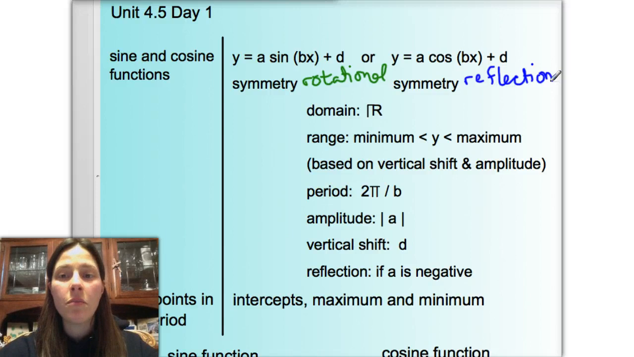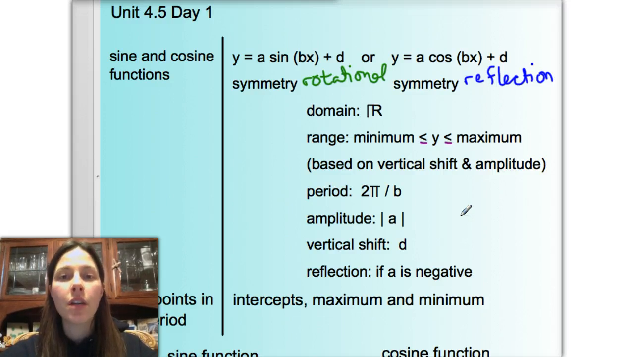Alright, so the domain for both of them, as we already saw, is all real numbers. No matter what you do to it, transform it, shift it, it will still be all real numbers. The range is minimum, and we're missing the underlines here because it's or equal to, so go ahead and add that to your vocab sheet as well. So the minimum is less than or equal to y, which is less than or equal to the maximum, and the minimum and maximum values are dependent upon the vertical shift, which is the d when you're looking at these equations, and the amplitude. So as the functions get stretched vertically, that will of course change those minimum and maximum values.